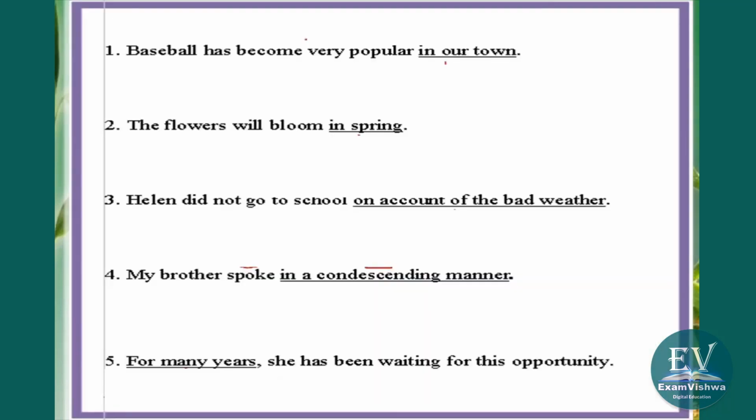Children, let us look at a few more examples of adverb phrases and then we will go to our question answer practice session for today. Baseball has become very popular in our town. In our town is the phrase here, and it is describing where baseball has become popular. Where? So it is an adverb phrase of place. All these words which are underlined are adverb phrases. We are just going to find out which kind of adverb phrase they are.